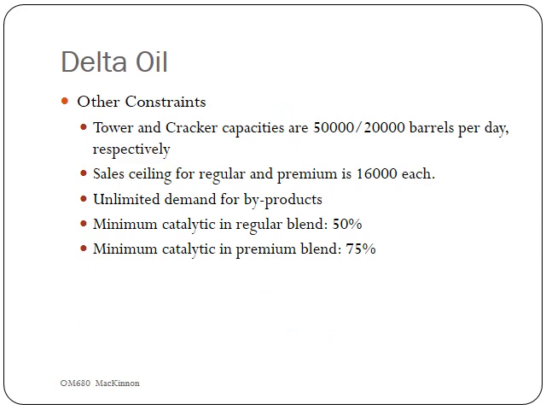So we have other constraints. The tower and cracker capacities are 50,000 and 20,000 barrels per day, respectively. There is a sales ceiling for regular and premium of 16,000 each. Never sell more than that. There is an unlimited demand for byproducts. There is a minimum catalytic blend of 50% for regular and a minimum catalytic blend of 75% for premium. These all have to go into the model.